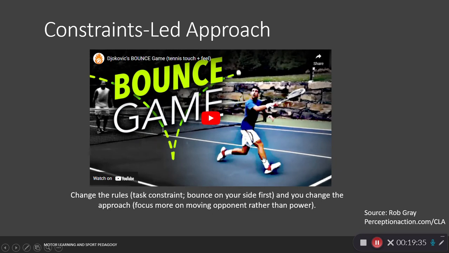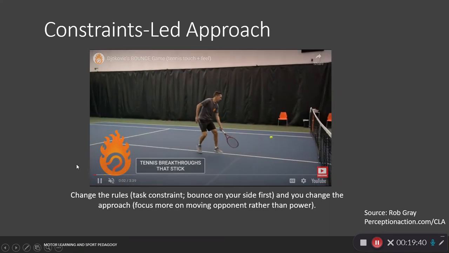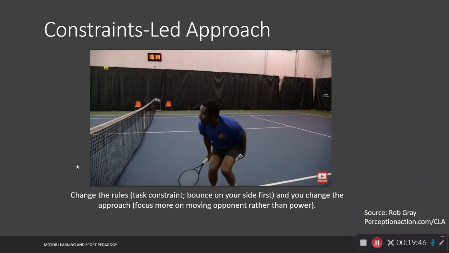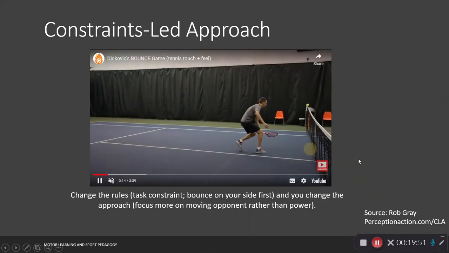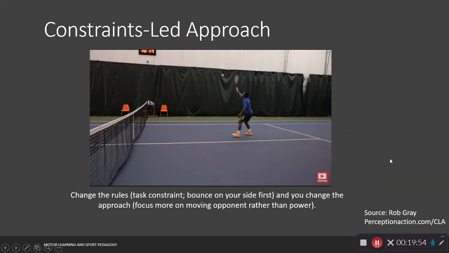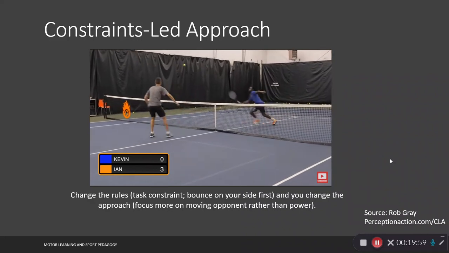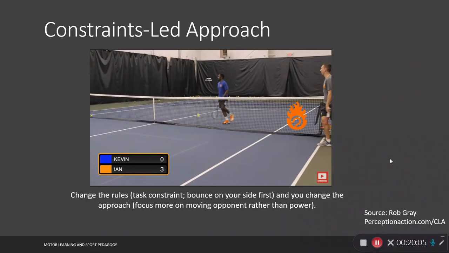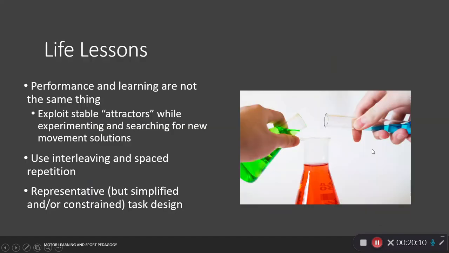Here's a really good video. So this is an example of changing the rules of tennis to encourage new behavior. So in this game, you'll notice the ball cannot hit on their side. And then when they strike it with their racket, they actually have to hit it on their side first and then direct it to the other side of the court. And so what we're doing here is we're encouraging players to think more about strategy and moving their opponent rather than about simply winning with power, because that's simply not possible given these new rules, aka task constraints. And so you get some really interesting movement solutions and behaviors simply by changing the constraints without telling the players what to do.